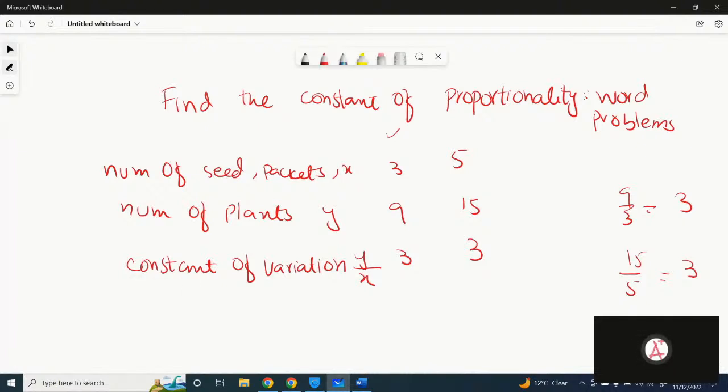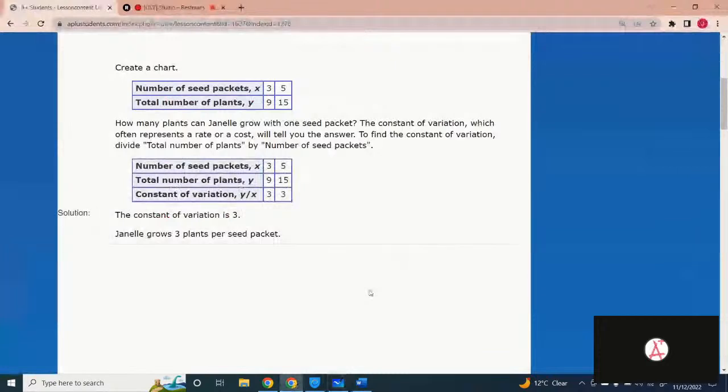Got it? That means if you have just one seed packet, the constant ratio is 3. You can grow 3 plants. Got it? So it would be 3. Janelle grows 3 plants per seed packet. That means if you have just one seed packet, you can grow 3 plants. Got it?